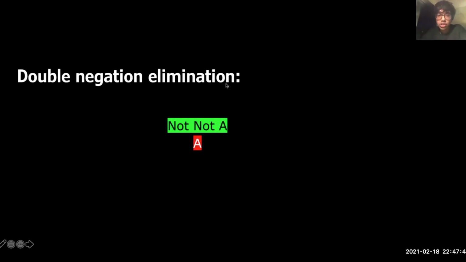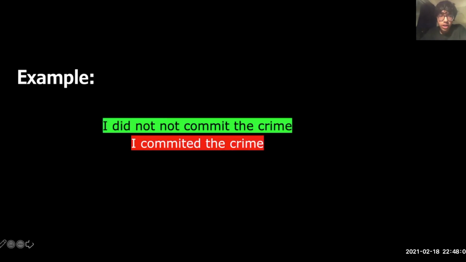Double negation elimination. This is the third type of argument schema. Not not A, A. This is very simple and self-explanatory. For example, I did not not commit the crime. I committed the crime. Here, there's one premise and one conclusion.